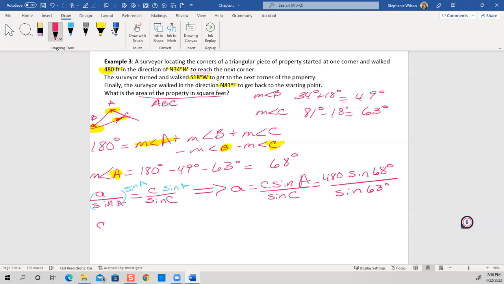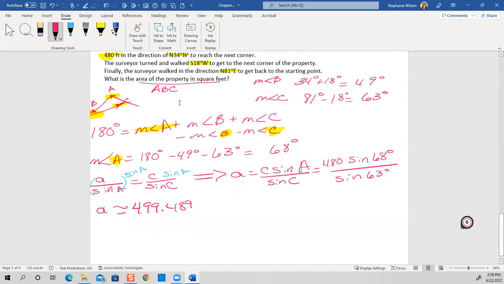And when we type this in our calculator, we're not going to round right now. And if you do, don't round very much, because this is not our final answer. We want to round on our final answer. So I got approximately this for a, and I'm going to use it in my area formula and then round my final answer.